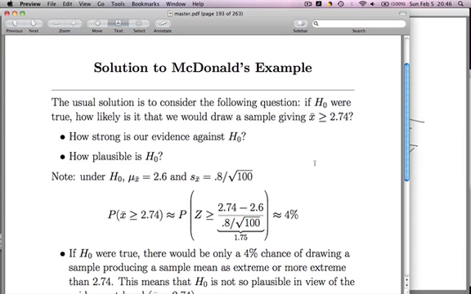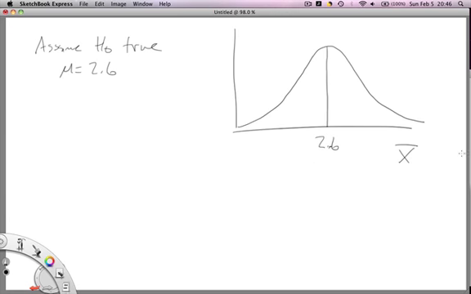Now, we want to evaluate how strong our evidence is against the null. So let's go over to this picture, and I'm going to sketch in 2.74. So all of this boils down to us evaluating the area in this tail. Now, before we actually find that area in the tail, so that's just a chapter 8 question, let's think a little bit about what the area of that tail is going to tell us.